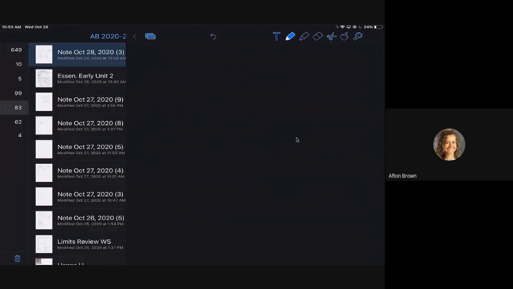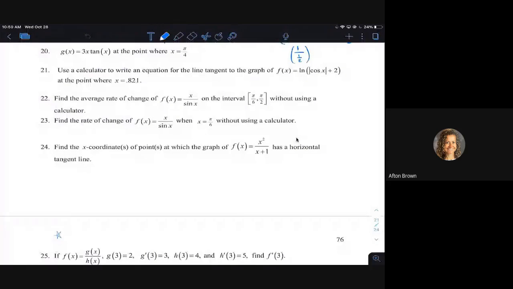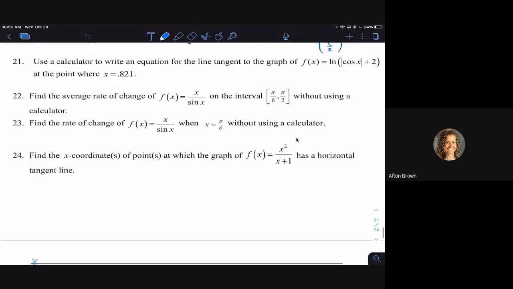Okay. I think that was there. Oh, 23 and 24. Okay. 23, they just said rate of change. So on 22, they said average rate of change. What are they talking about on 23? Instantaneous. How do you find instantaneous rate of change? Derivative.